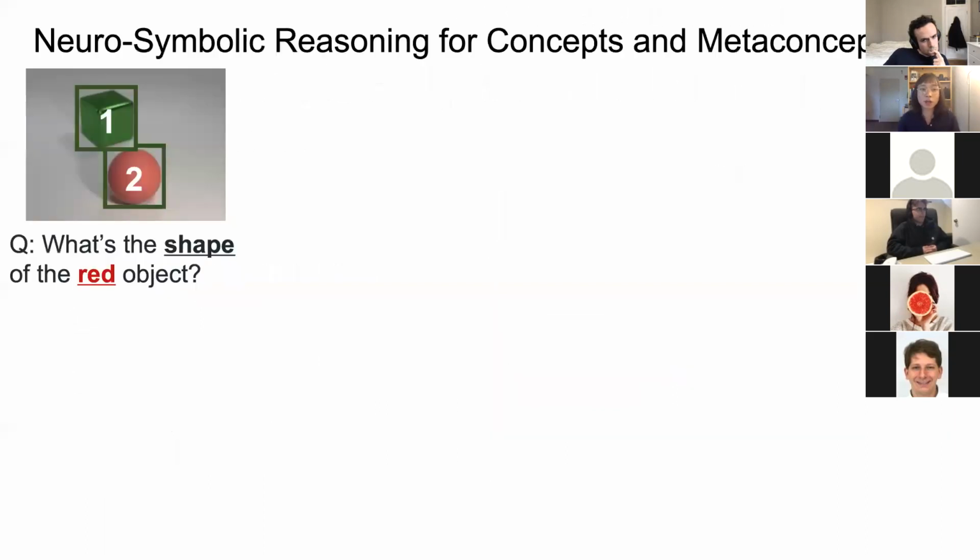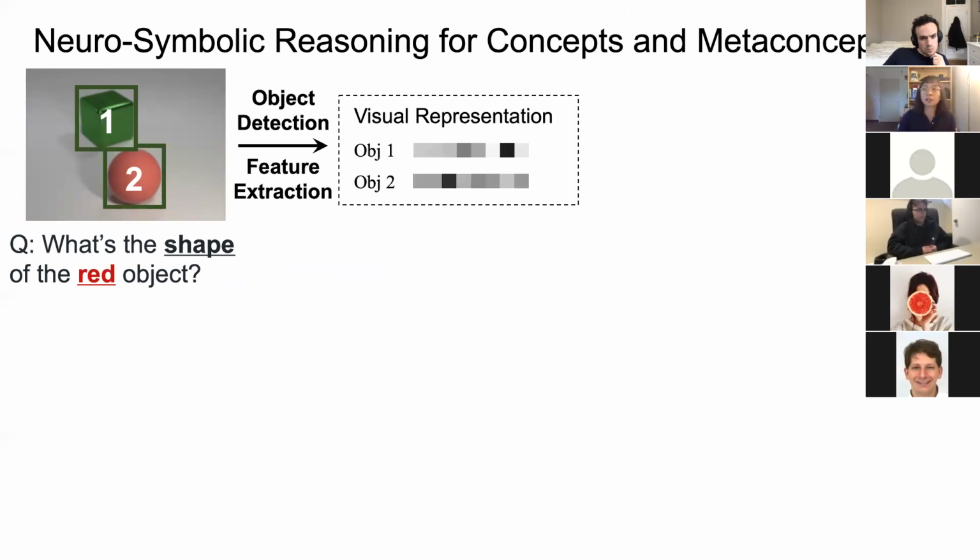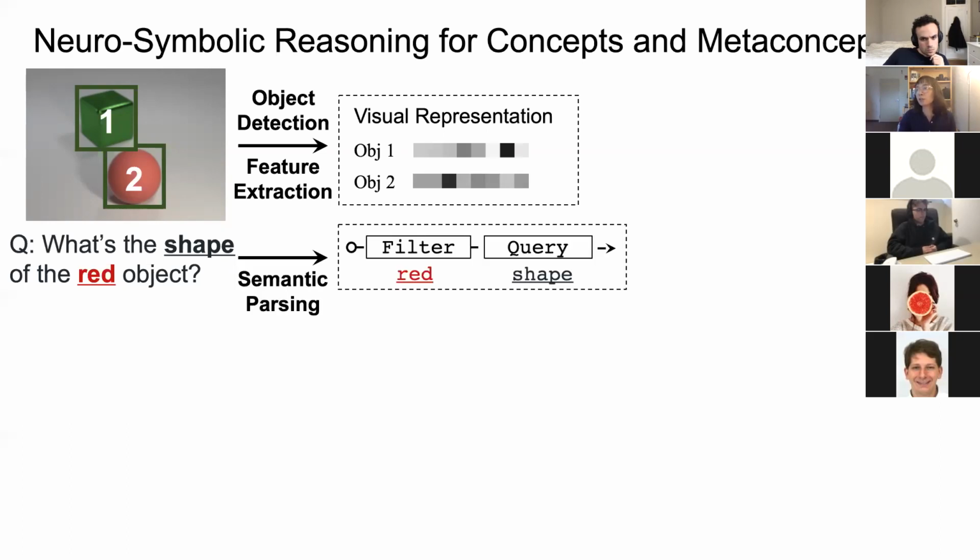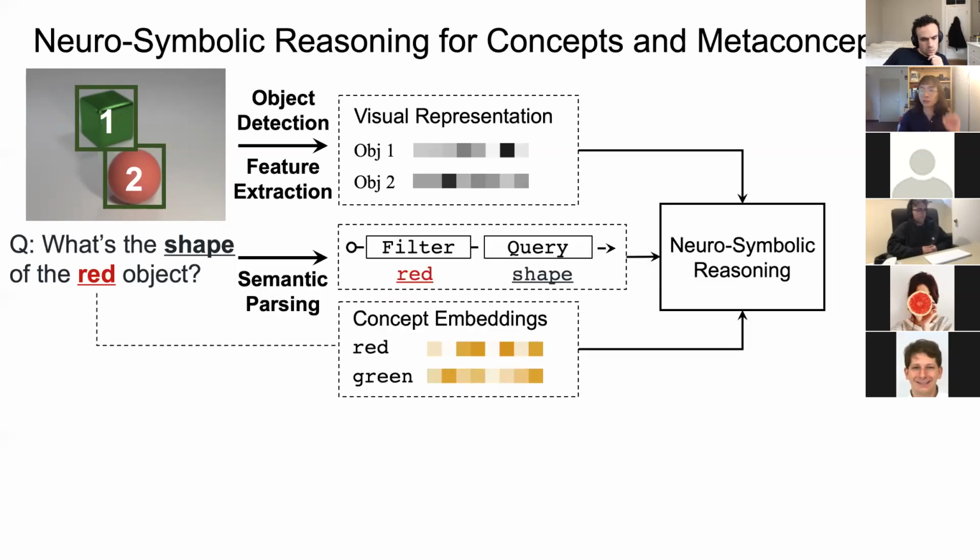So let's look into how we can extend the formally described neuro-symbolic reasoning framework for visual concepts to also reason about meta-concepts. We have briefly discussed how we can answer visually grounded questions with a neuro-symbolic reasoning module, based on the visual representation, concept embeddings, and the symbolic programs of a question.